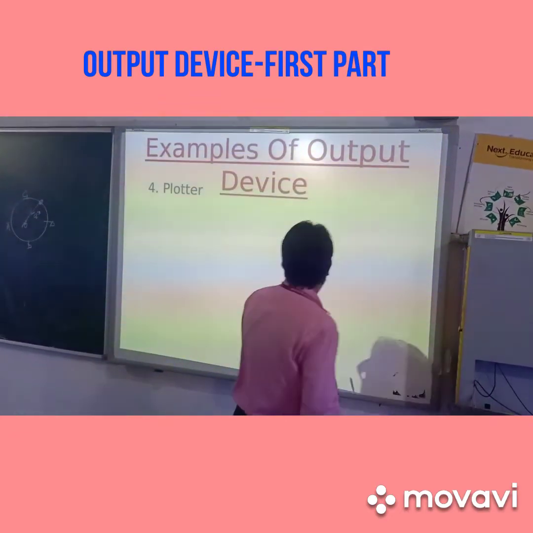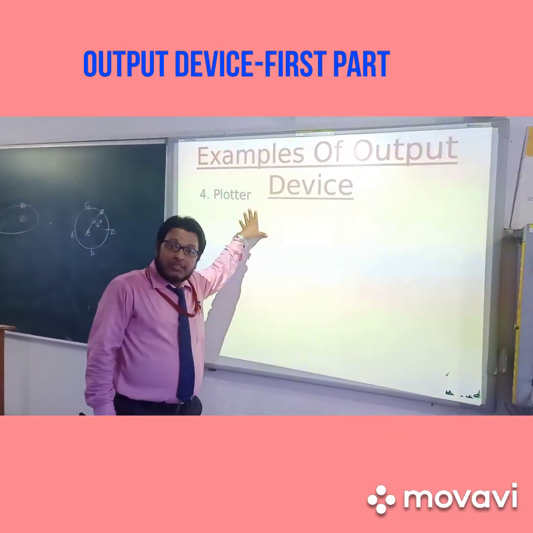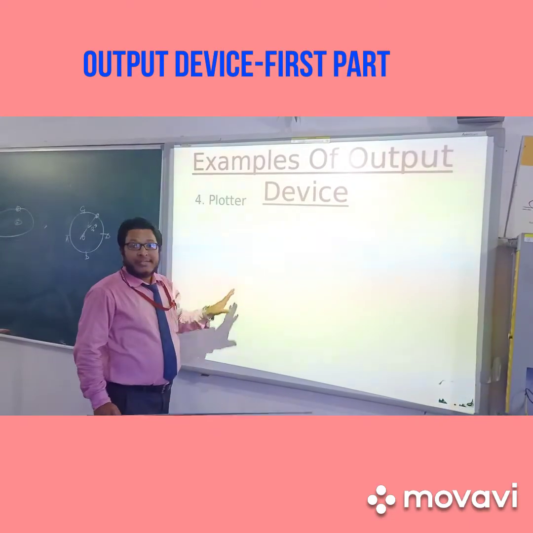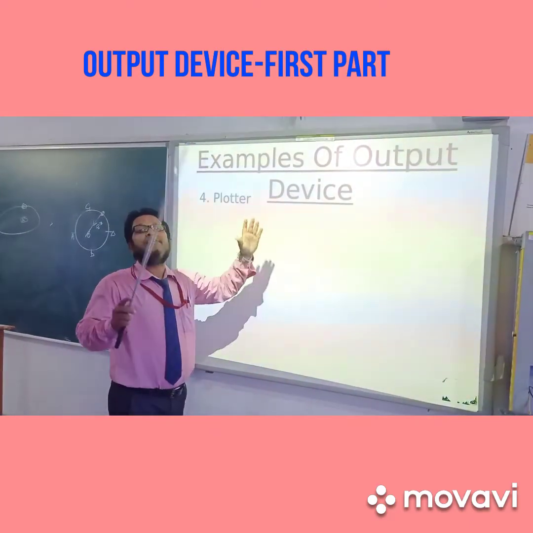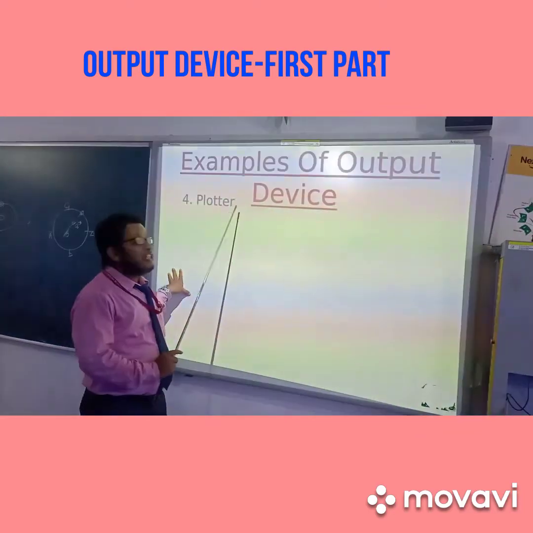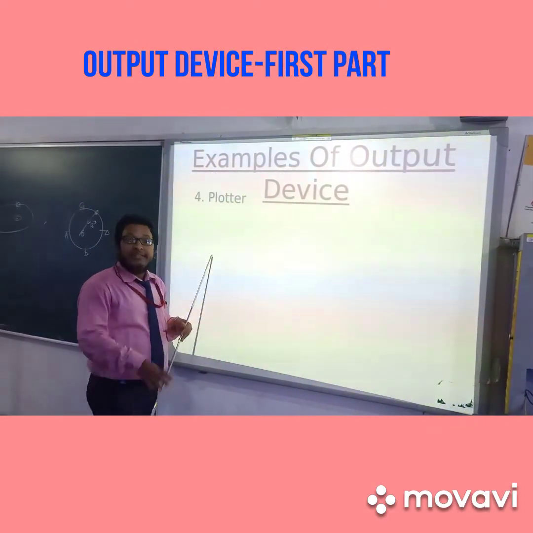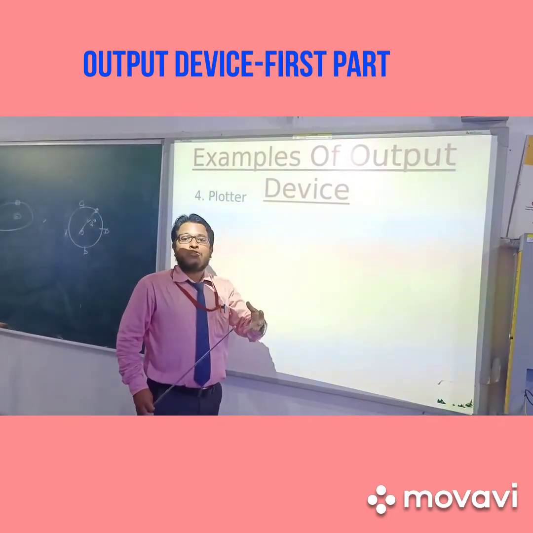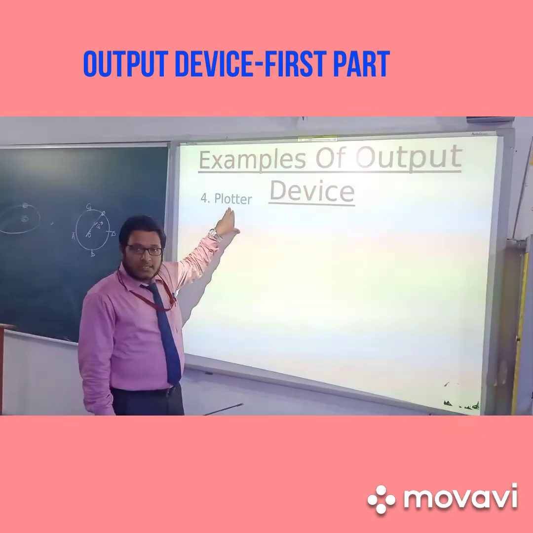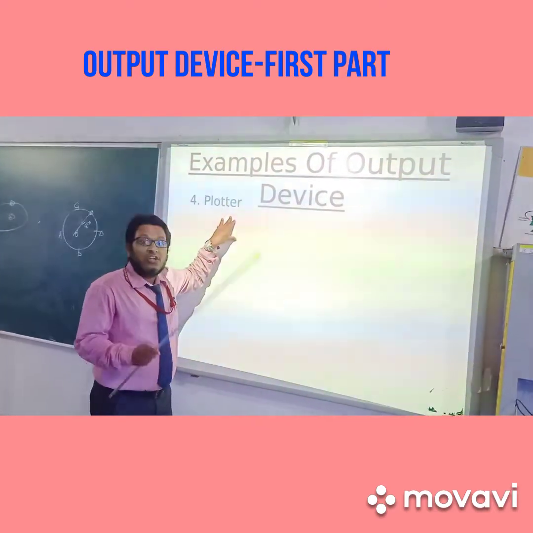The next output, the last one, is the plotter. Plotter is also one type of output device, just like the printer. But in the case of the plotter, it gives the result on a very large size of paper. That's why engineers and architects use the plotter, because they want a very high quality printout, which is possible only with the plotter. So the plotter is used to print images, photographs, and drawings also.